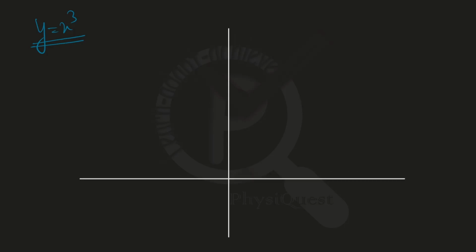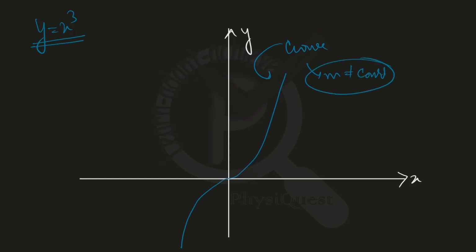Okay, the next graph is y equals x cube. So here, let me do this again. This is the y-axis, this is the x-axis, and here the graph looks something like this. Okay, so this is y equals x cube. So again, this is a curve, so the m will not be constant. I mean, okay, you can understand what I want to say.